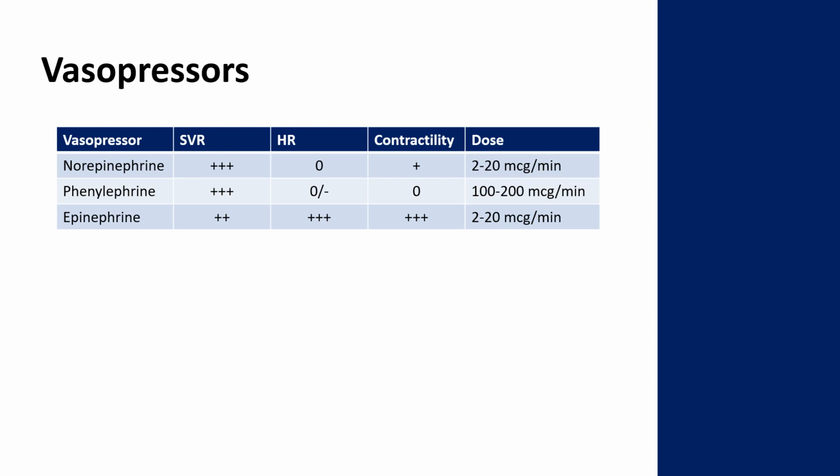The last vasopressor that we'll talk about very briefly is dopamine. And if you look at that table right away, you'll see that dopamine shares a lot of characteristics with epinephrine in terms of its impact on systemic vascular resistance and heart rate and contractility. The dosing is a little bit different. Epinephrine is just a straight micrograms per minute kind of dose, but dopamine is a weight-based micrograms per kilogram per minute dose. So you got to watch out for that, but that's a fairly minor point.